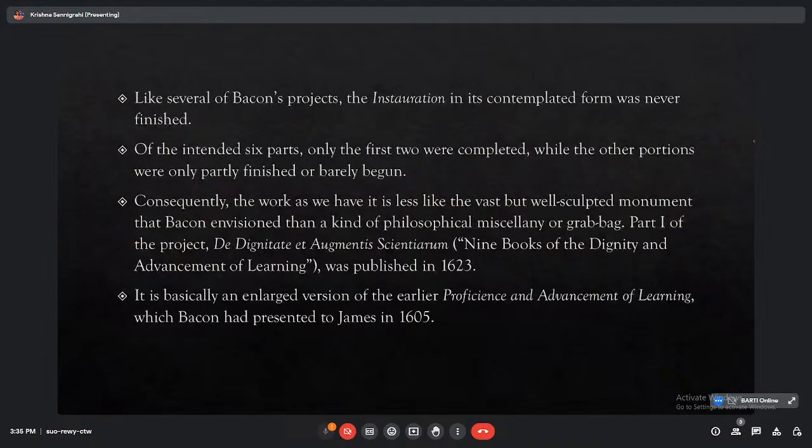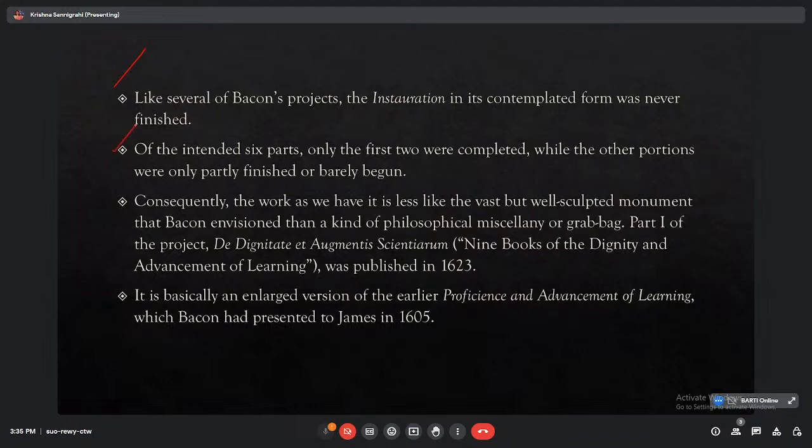Like several of Bacon's projects, the Instauration in its contemplated form was never finished. Now, you can understand, if the work which you take up is so huge in nature, then it becomes very difficult to finish. It was not possible to finish it.